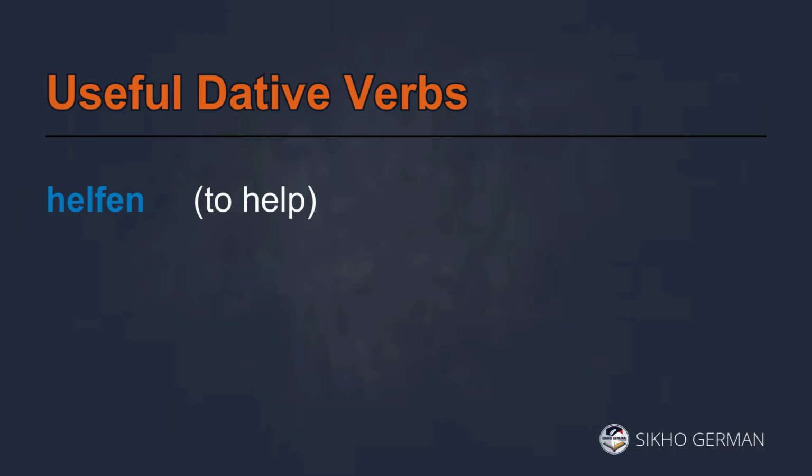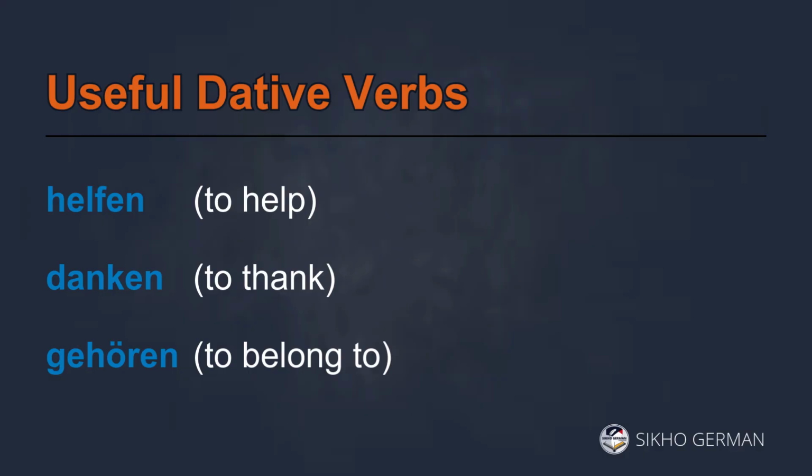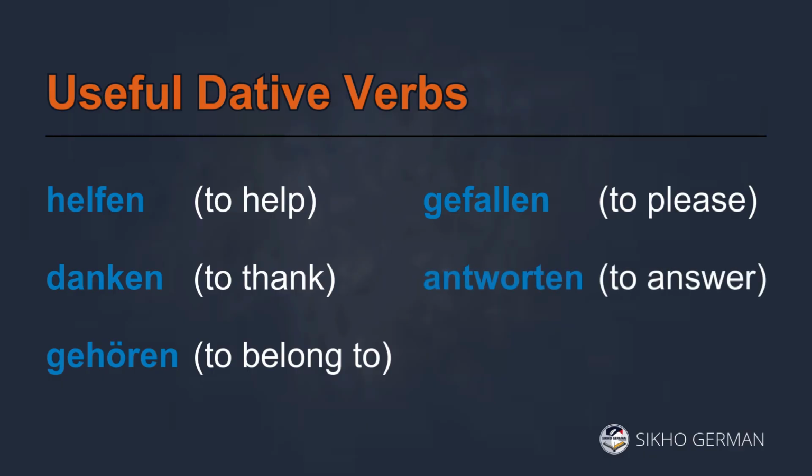Helfen, to help. You help someone. Danken, to thank. You thank someone. Gehören, to belong to. Something belongs to someone. Gefallen, to please. Something pleases someone. Antworten, to answer. You answer someone. Glauben, to believe. You believe someone. All of these verbs require their object to be in the dative case. This is different from accusative verbs like haben or sehen.